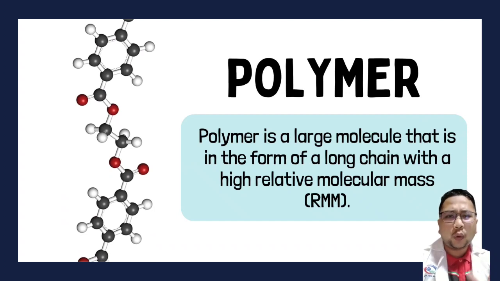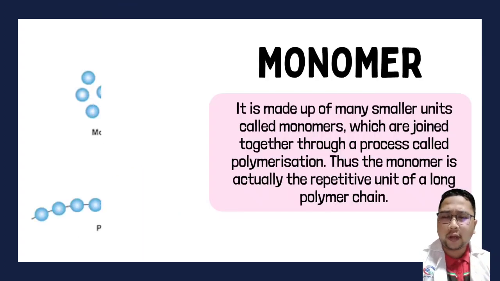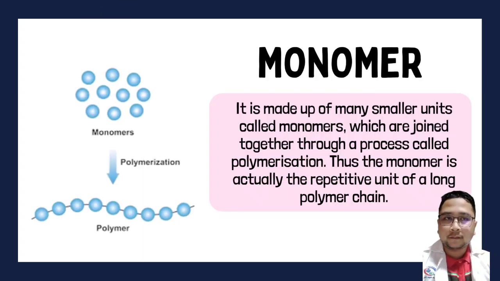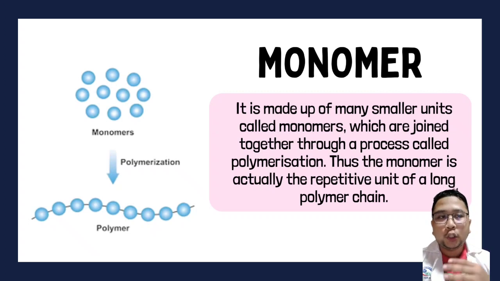Okay, first of all, what is a polymer? Polymer is a large molecule in the form of a long chain with a high relative molecular mass, or we can call it RMM. This polymer is made up of many small units called monomers, which are joined together through a process called polymerization. Thus, the monomer is the repetitive unit of a long polymer chain.